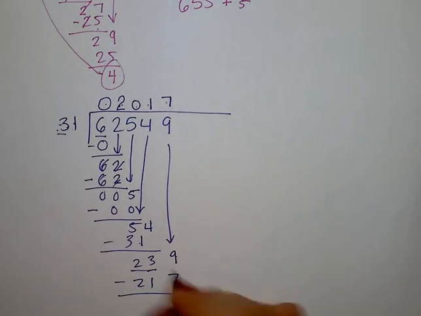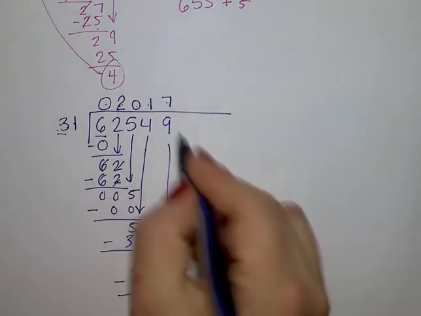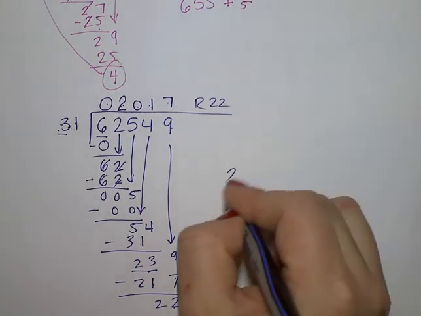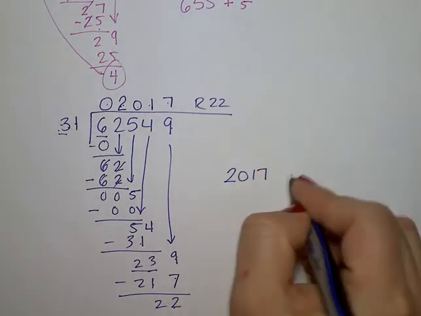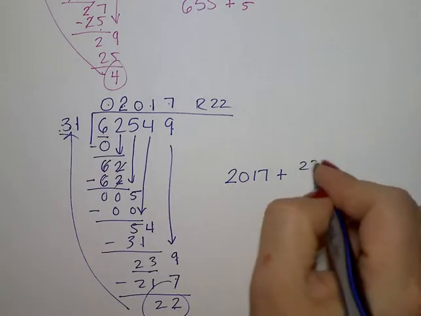We want it to be less than 31. 9 subtract 7 is 2. 3 subtract 1 is 2. So good, this number is less than 31. That number is correct then. I've used my last number, so it's a remainder of 22. My final answer is 2017 plus 22 over 31.